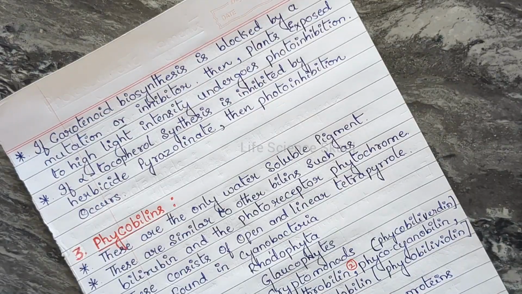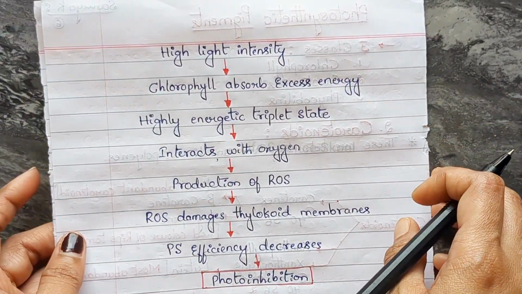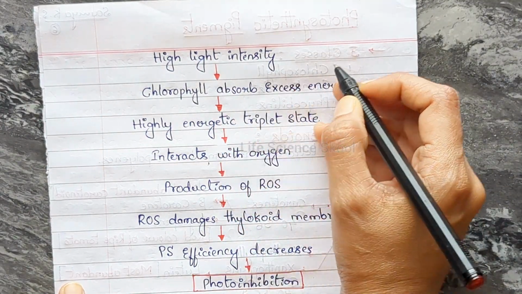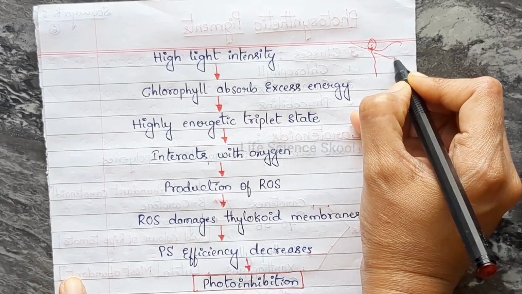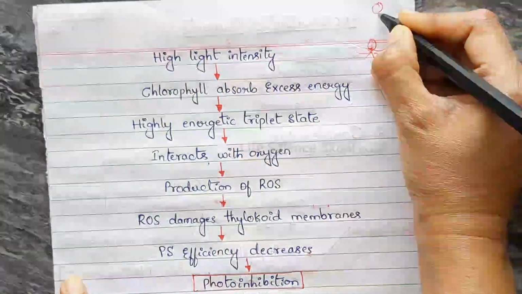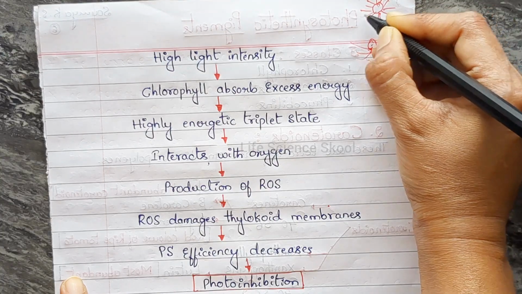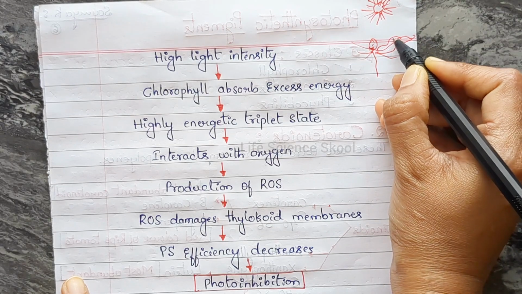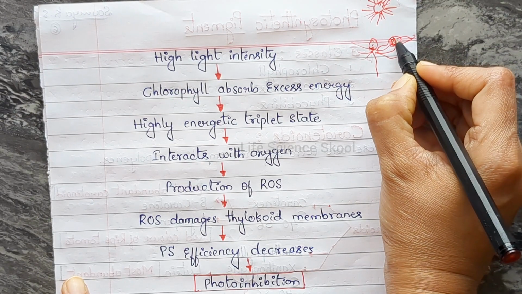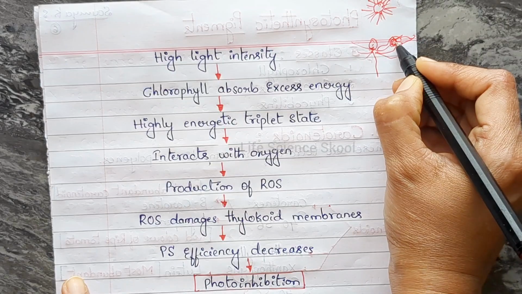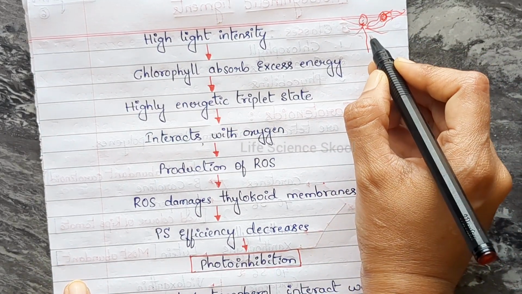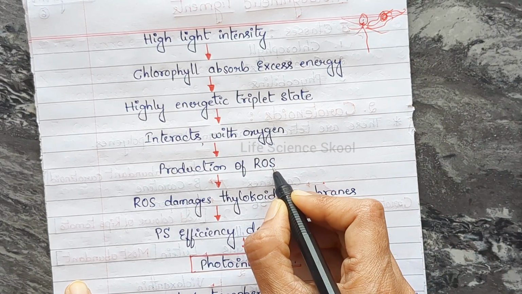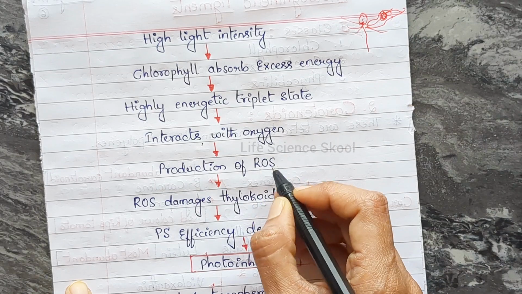Next, let us look at how this photobleaching takes place. Photobleaching takes place when there is a high light intensity. So if this is the plant, and this plant absorbs a high intensity of sunlight, then the chlorophyll absorbs the excess energy, and that leads to a high energy triplet state. This high energy triplet state interacts with oxygen and leads to the production of ROS, that is reactive oxygen species. And these reactive oxygen species are dangerous.